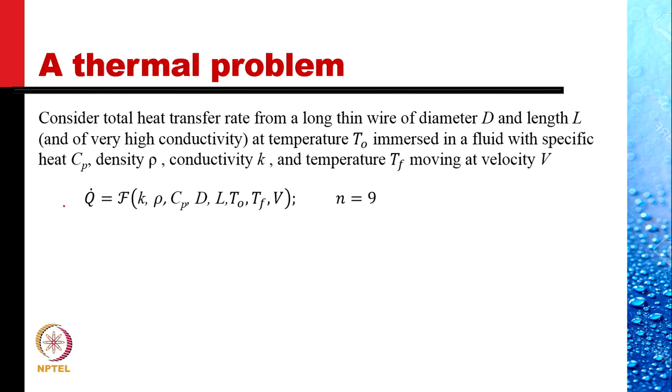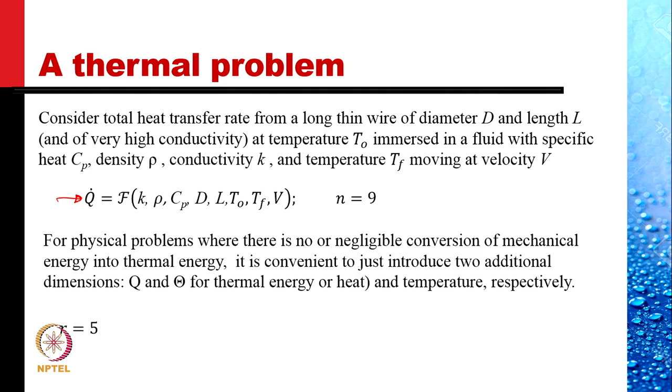So the rate of heat transfer from the wire, Q dot, is a function of the properties of the fluid, K, conductivity, rho density, Cp, the specific heat, the geometry parameters of the wire, the diameter and the length, the two temperatures, T0, the initial temperature of the wire, and Tf, the temperature of the fluid bath, and V, the velocity of the fluid relative to the wire. There are a total of 9 parameters.